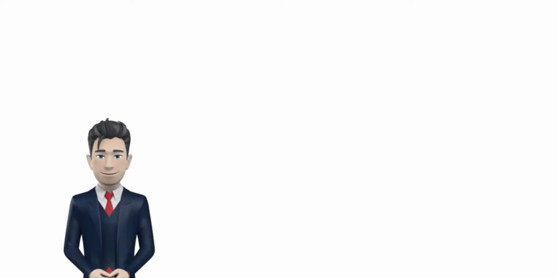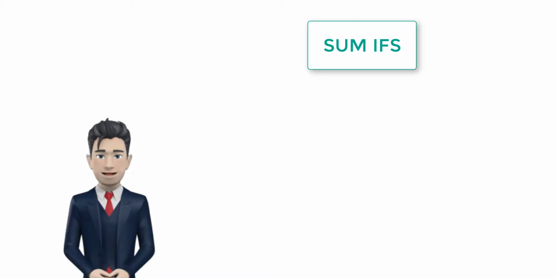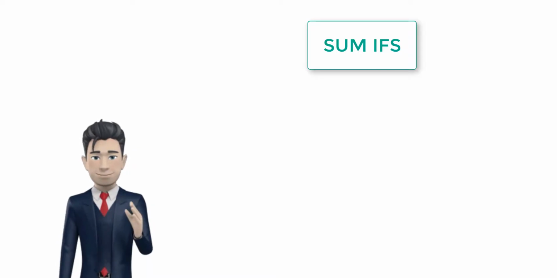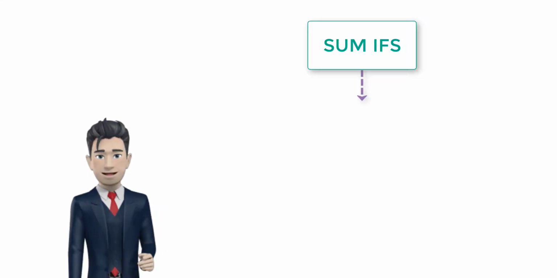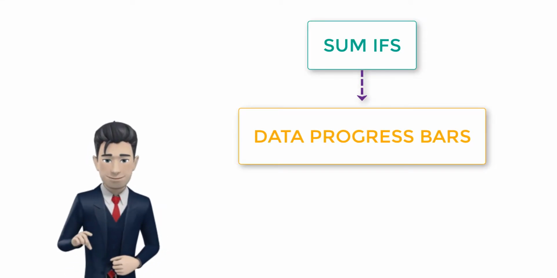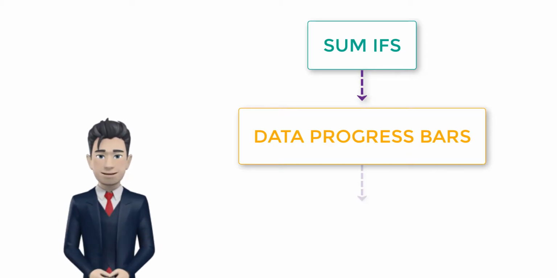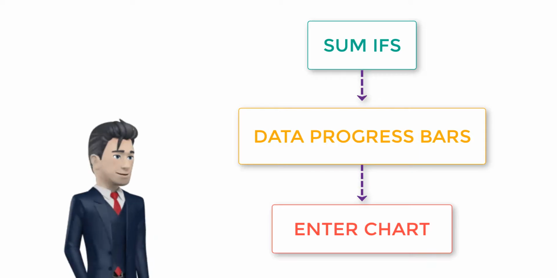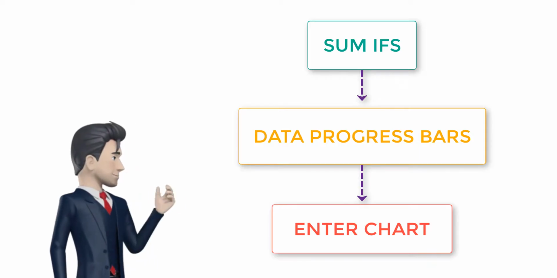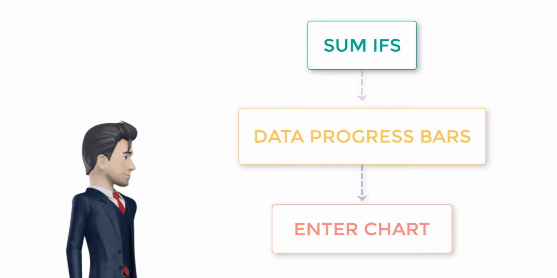So, in the next section, we will use the SUMIFS command to populate our summary section in row 3, all the way through to row 7. We will also analyse the data in a vertical format and employ data progress bars to emphasise the extent to which we have utilised our budget. And then finally, we will enter a chart to help us visualise the progress of budget values and actual values.